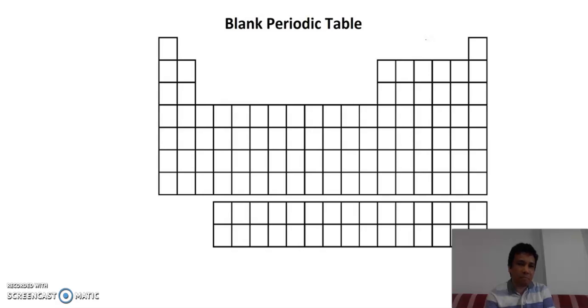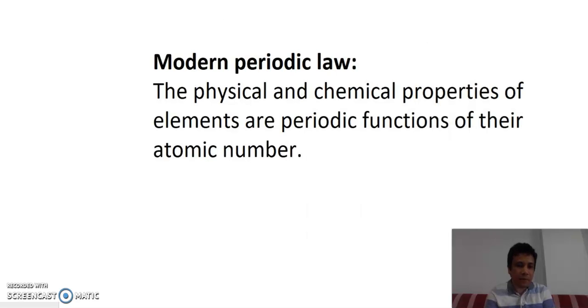Now, what is the basis of this modern periodic table? There is a periodic law. The physical and chemical properties of elements are a periodic function of their atomic number. So, the modern periodic table is arranged based on atomic number.